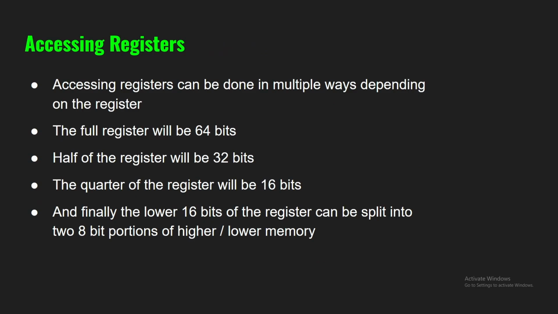Finally, accessing registers. Accessing registers can be done in multiple ways depending on the register. The full register will be 64 bits. Half the register will be 32 bits. This assumes we're on a 64-bit computer. Obviously, if we're on 32 bits or x86, it's going to be different. We're not going to have the extra 32 bits on top of that, so we're only going to be able to access the 32 bits, the 16-bit portion, and then potentially the 8-bit portion, depending on what register we're using.